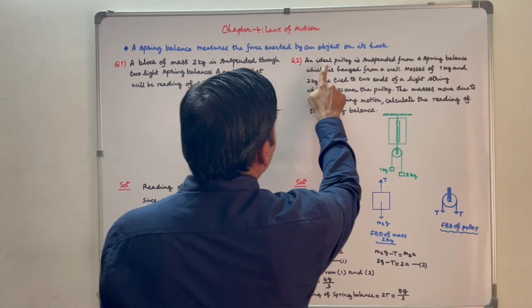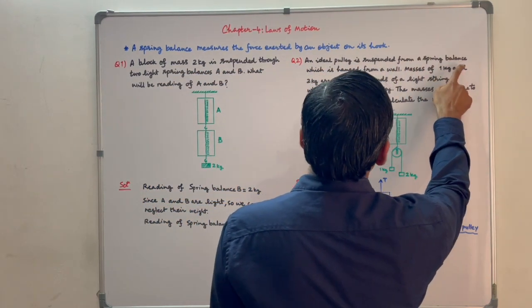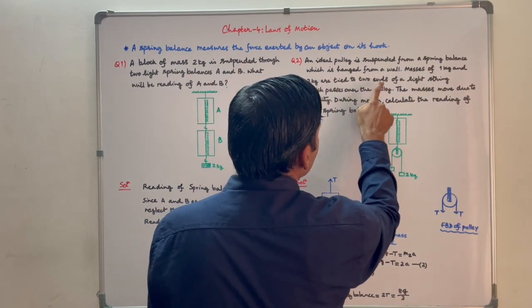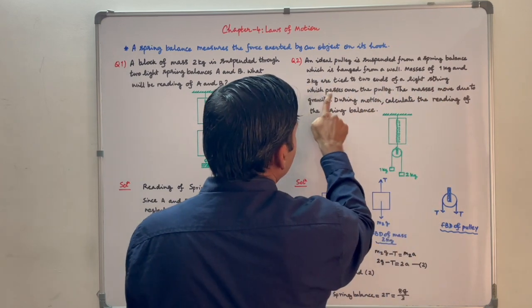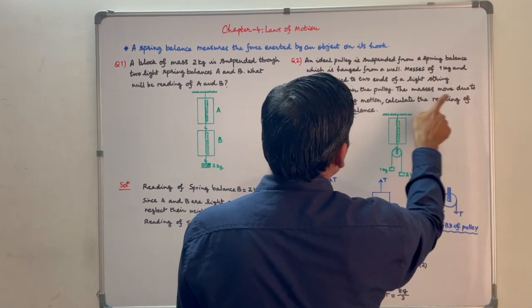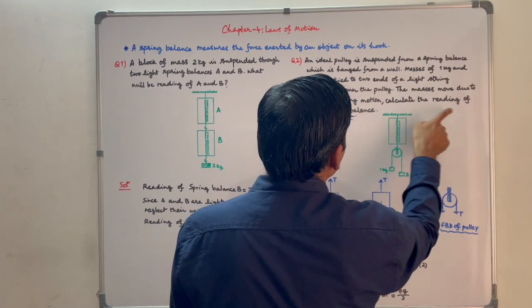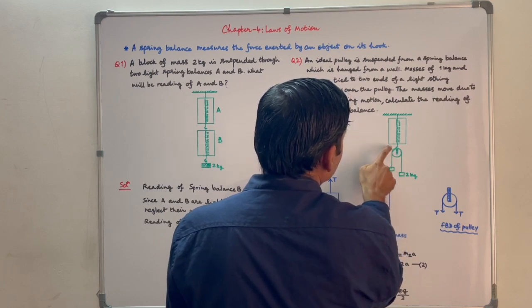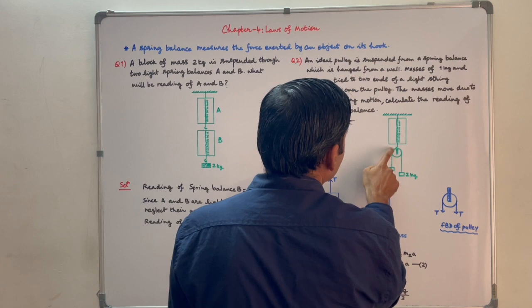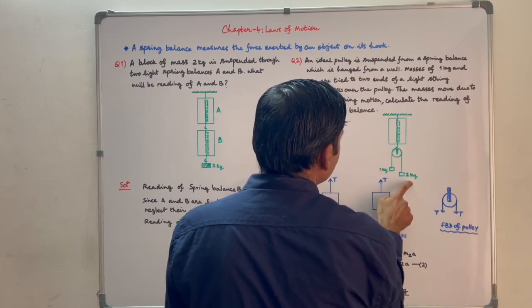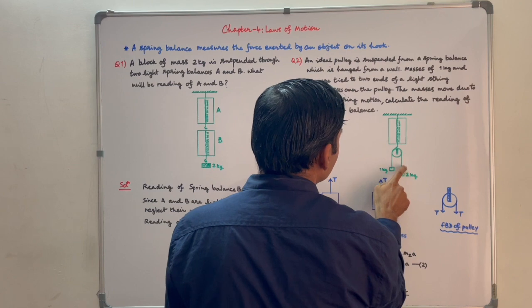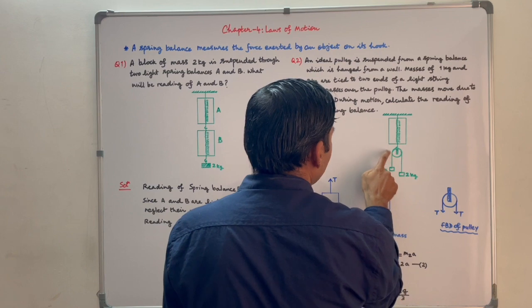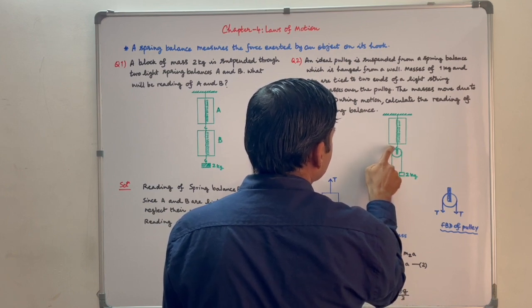Second question, an ideal pulley is suspended from a spring balance which is hanged from a wall. Masses of 1 kg and 2 kg are tied to two ends of a light string which passes over the pulley. The masses move due to gravity. During motion, calculate the reading of the spring balance. This spring balance is attached to wall. At its hook, an ideal pulley is hanged. Two masses 1 kg and 2 kg are tied to two ends of a string which pass over this ideal pulley. Now during motion of these blocks, we have to calculate the reading of this spring balance.